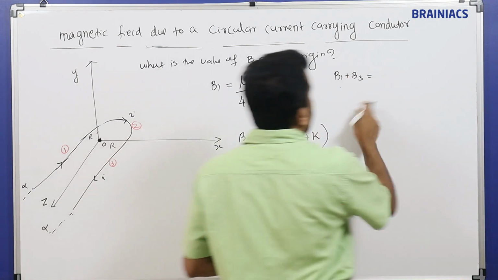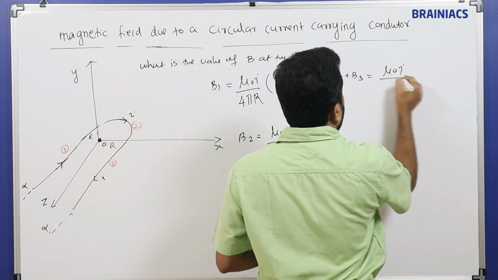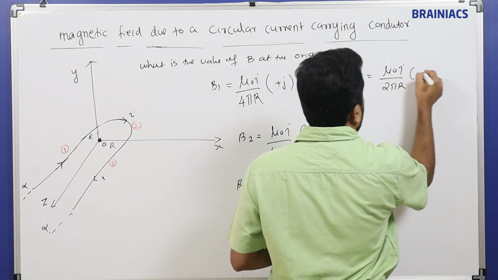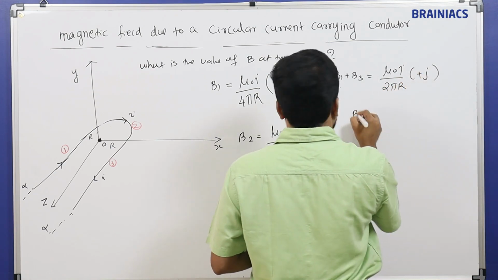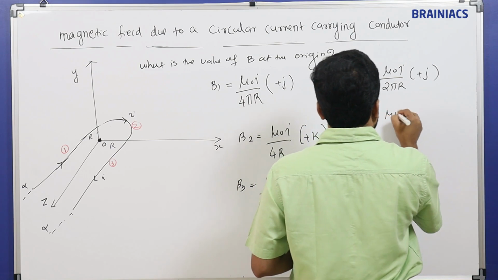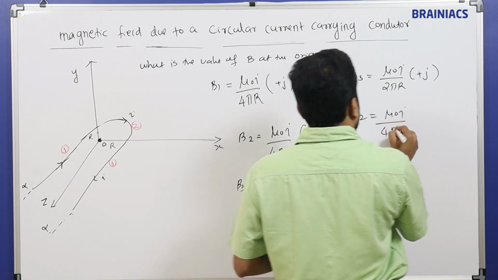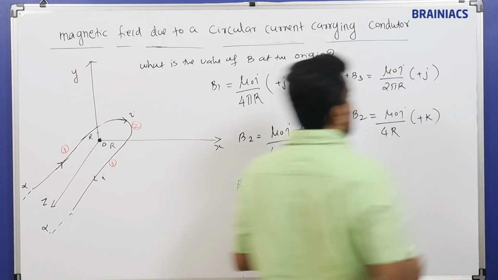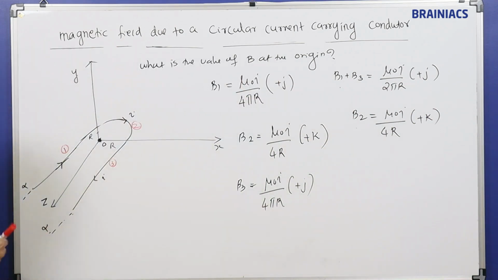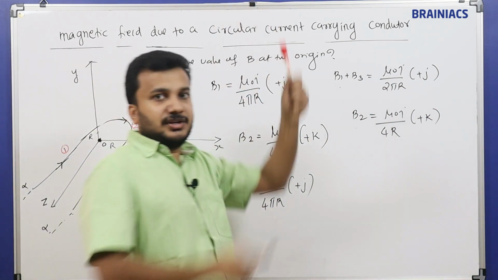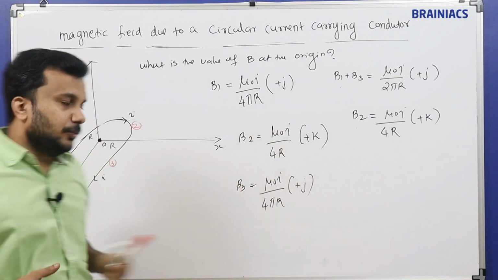So μ0 I divided by 2πR, both are pointing in the plus J direction, and then we have B3, which will be μ0 I divided by 4R, and that is in the plus K direction. So there are two components: one is in the J direction, another one is in the K direction. The two vectors are perpendicular.